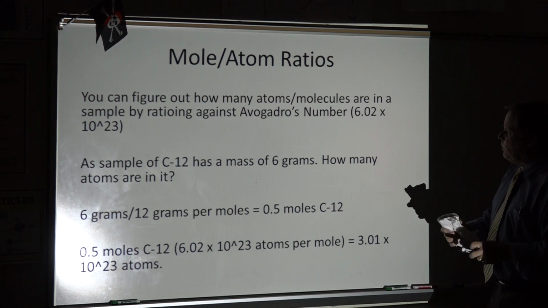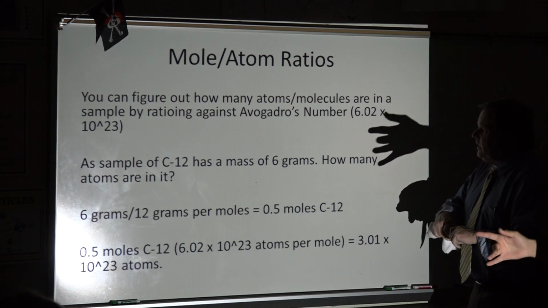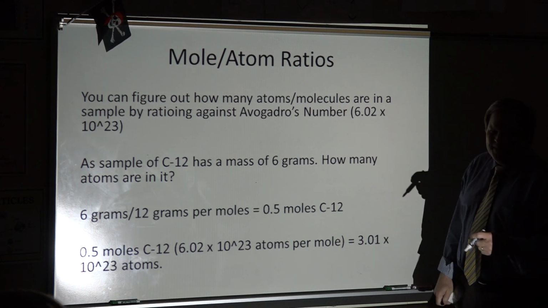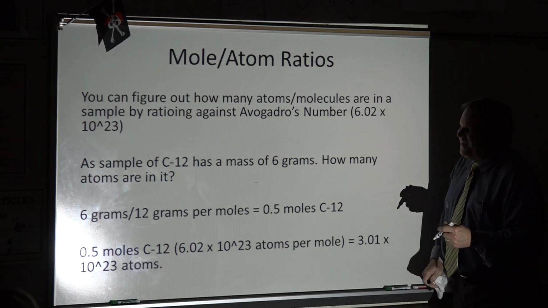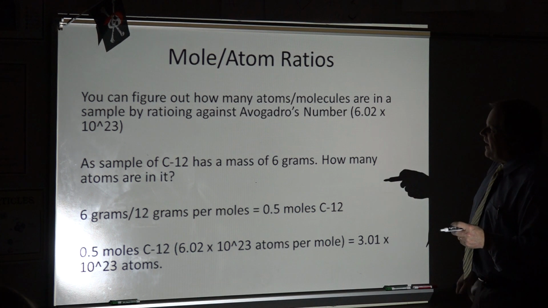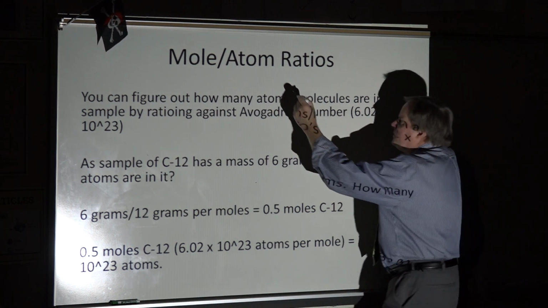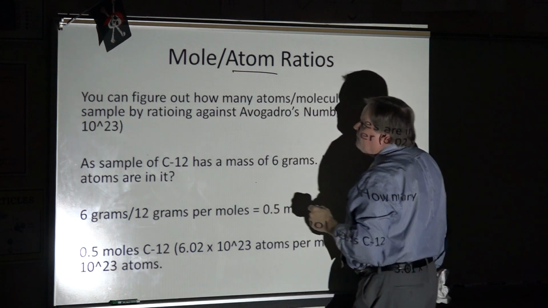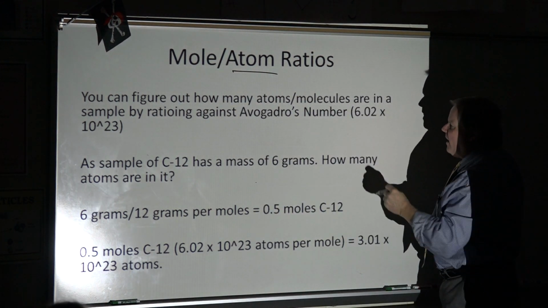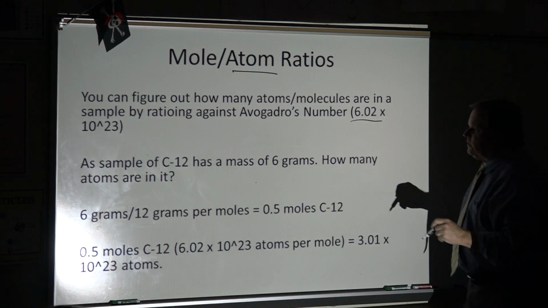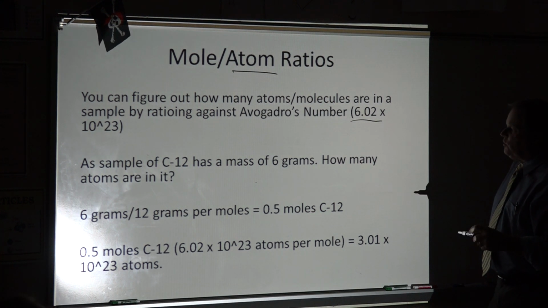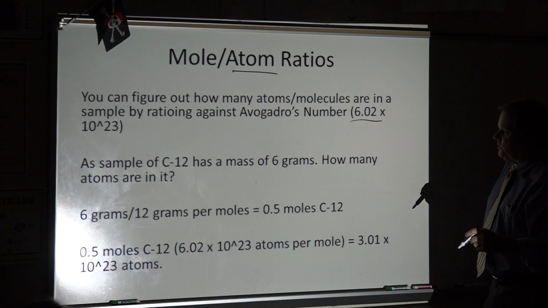Mole and atom ratios. Anytime you need to know how many atoms are in something, if you figure out how many moles you have and then multiply by Avogadro's number, then you can figure out how many atoms you have.